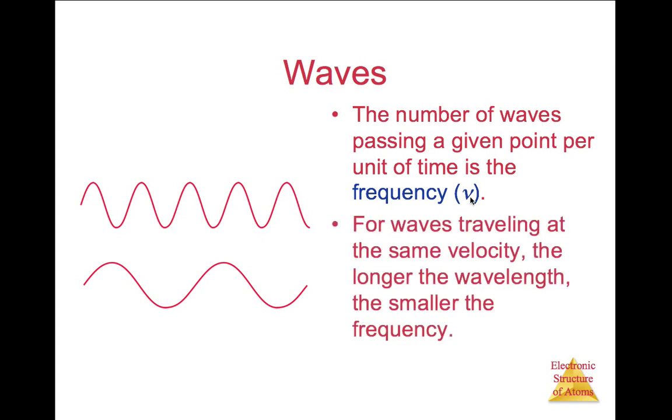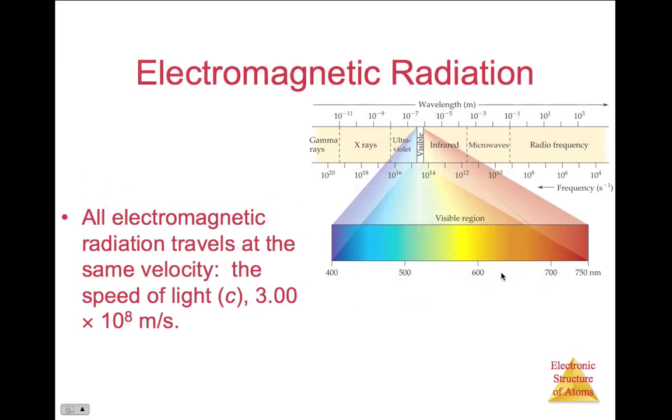For waves traveling at the same velocity, the longer the wavelength, the smaller the frequency. And therefore you can see that wavelength and frequency are inversely proportional to one another. In other words, if one gets bigger, the other one gets smaller. If wave frequency gets bigger, wavelength gets smaller, as long as they're traveling at the same velocity. Well, electromagnetic radiation is a form of wave energy, and all electromagnetic radiation travels at the same velocity, the speed of light.